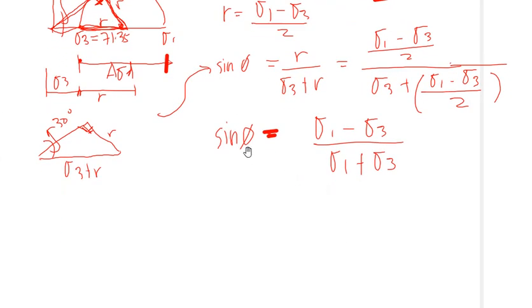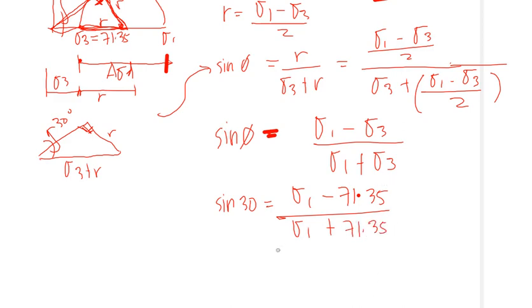So meron na tayong phi, meron na tayong sigma 3, makukuha na natin yung sigma 1. Masosolve na natin yung sigma 1 by substituting the values of phi and sigma 3 in our equation. So we have sine of 30 is equal to sigma 1 minus 71.35 over sigma 1 plus 71.35, yung sigma 3 natin. Calculating this value, our sigma 1 is equal to 214.05 kPa. Sigma 1 pa lang yan, yung major principal stress natin. Hindi pa yan yung required natin.